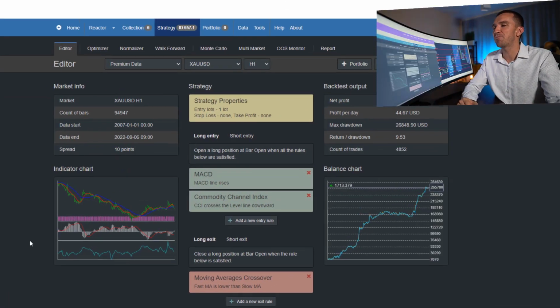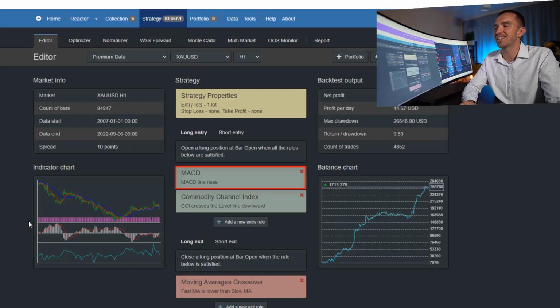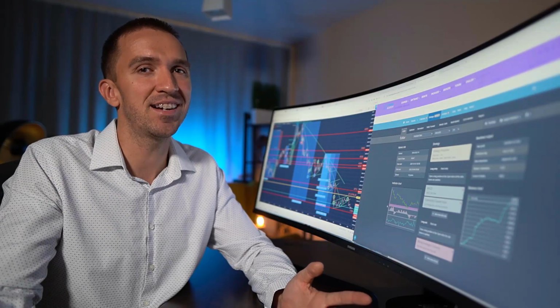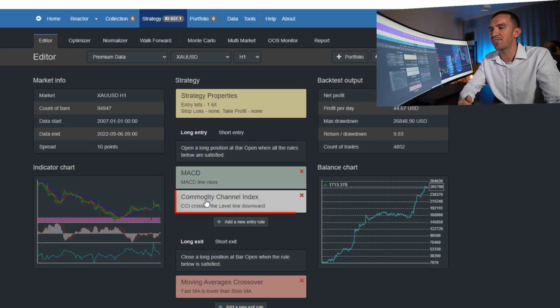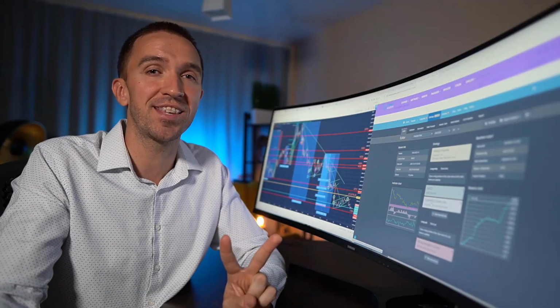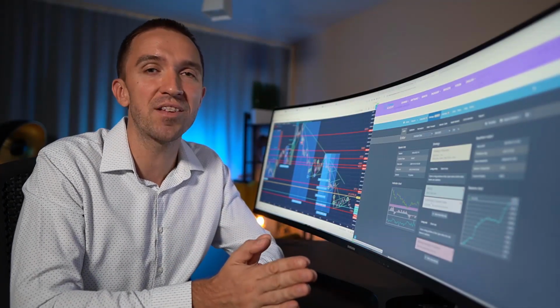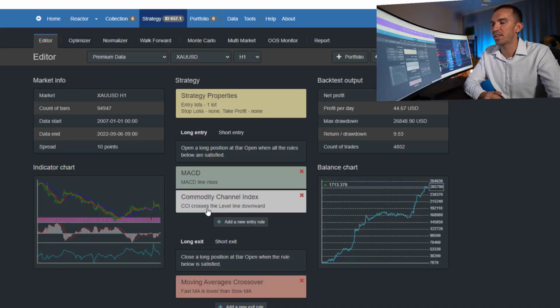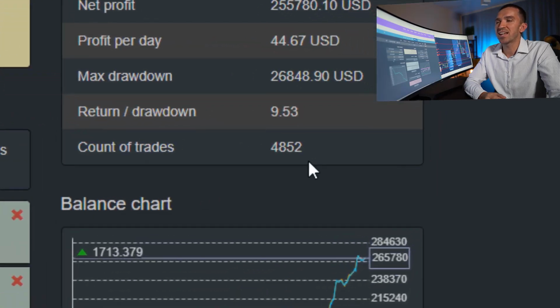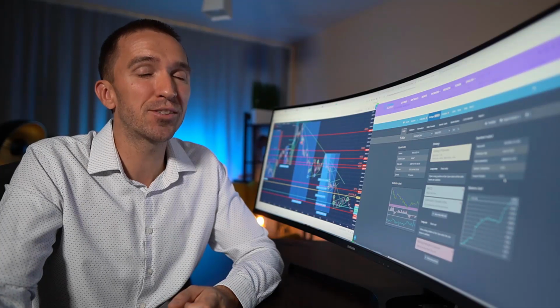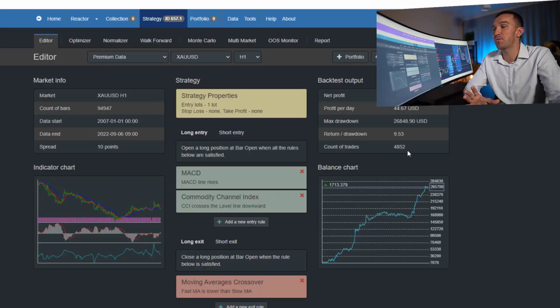Now this strategy that I have for gold uses the MACD indicator, which is a super popular indicator. I will not dig into details, but I will explain how to use the strategy. The second indicator we have is the CCI, and these two are entry indicators, so they have to match each other before we open a trade. And the last one is the moving average crossover, which is the exit indicator. You can see the balance chart, which is pretty decent, and this strategy makes about $45 per day on average, and we have tested it over 4,800 times, which is a huge backtest, very reliable since 2007.